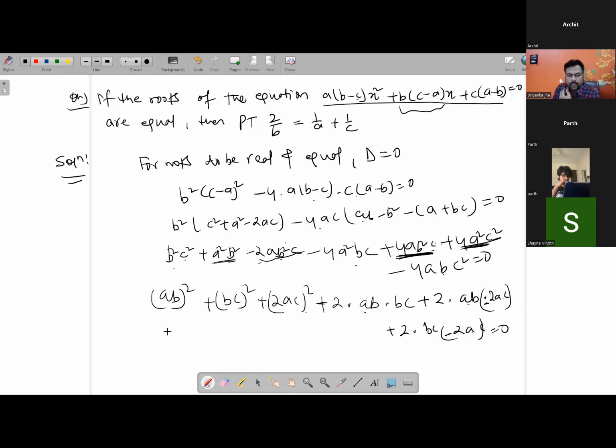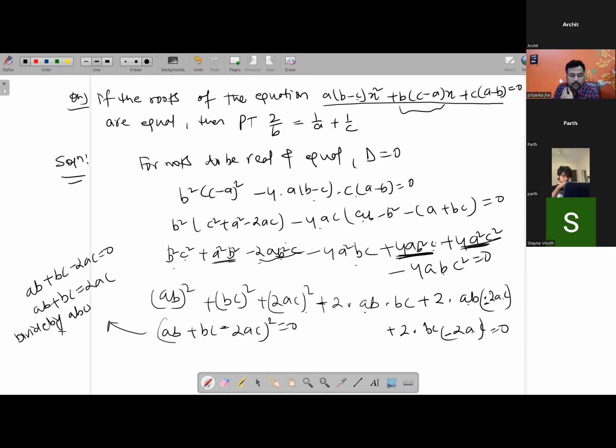Now this is like (ab plus bc minus 2ac) whole square, and that is equal to 0. And it means that this thing ab plus bc minus 2ac is 0. So ab plus bc equal to 2ac, just divide by abc. So this is 1 by c plus 1 by a equals 2 by b.